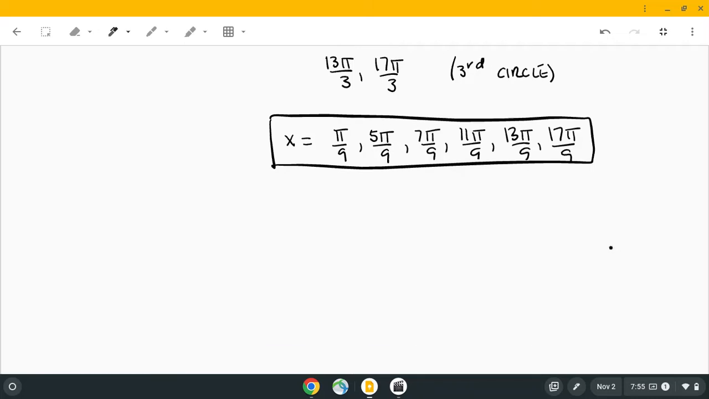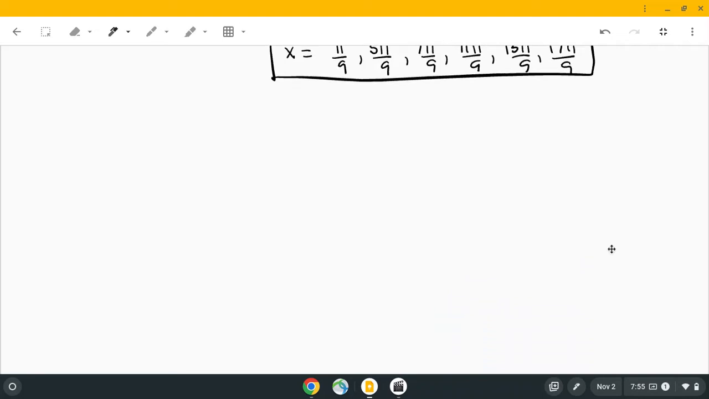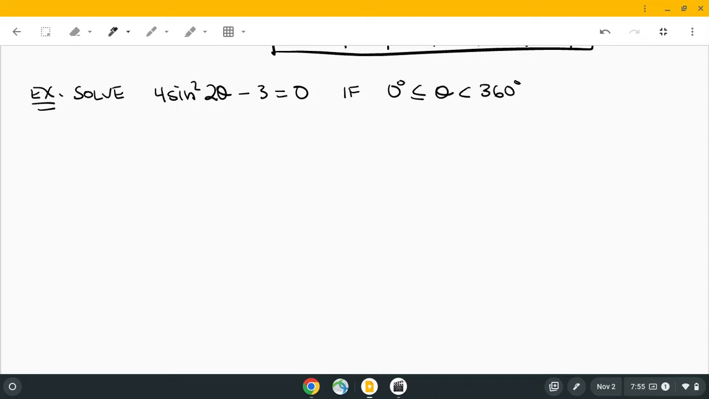Let's go ahead and do this one. Solve 4 sine squared 2 theta minus 3 equals 0 if theta is between 0 and 360. Let's write this down below here: sine squared 2 theta minus 3 equals 0.